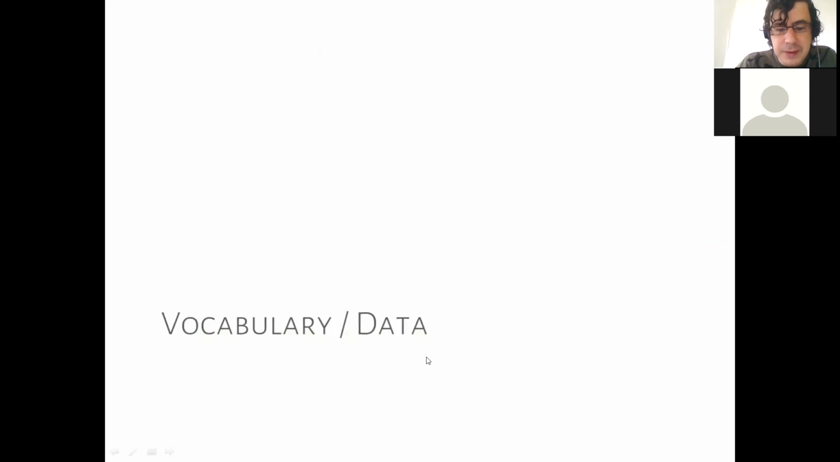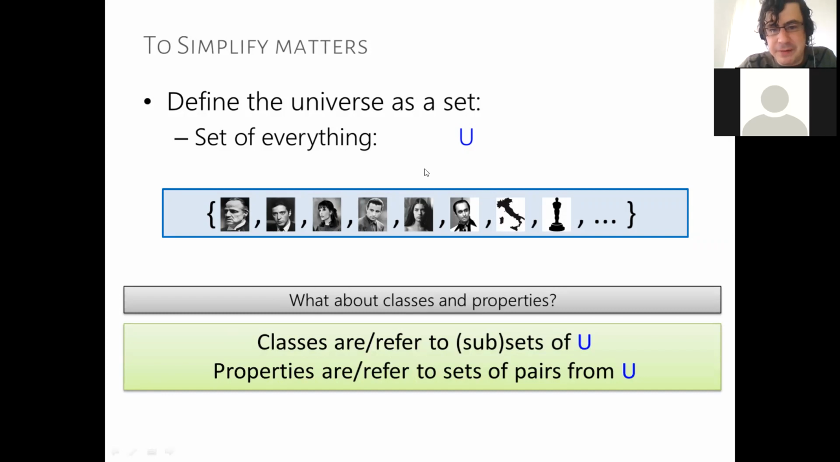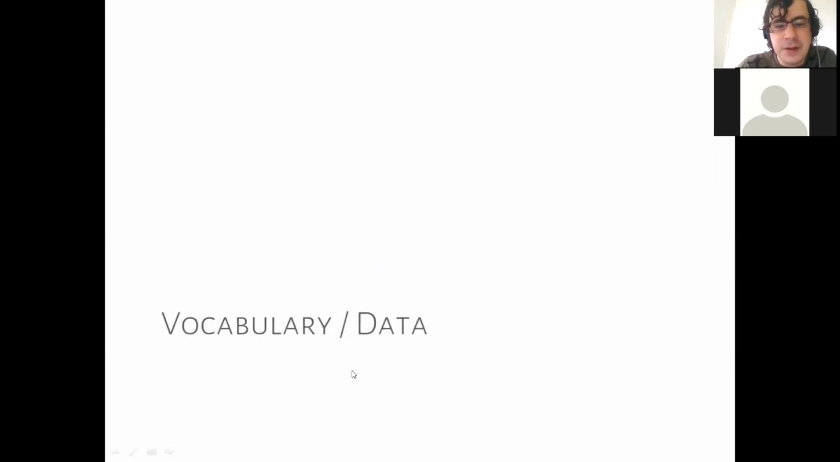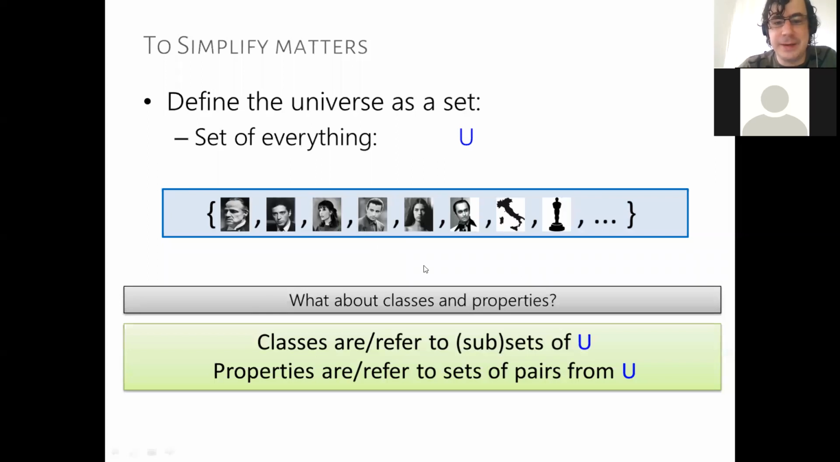So in general, this is what we're describing: a set of things. We have classes, which are subsets of those things, and properties, which are sets of pairs of those things. So what about the terms, the vocabulary or the data? What we need to do is map the terms. For example, we need to map the term Connie to this individual, this particular element of the universe here.